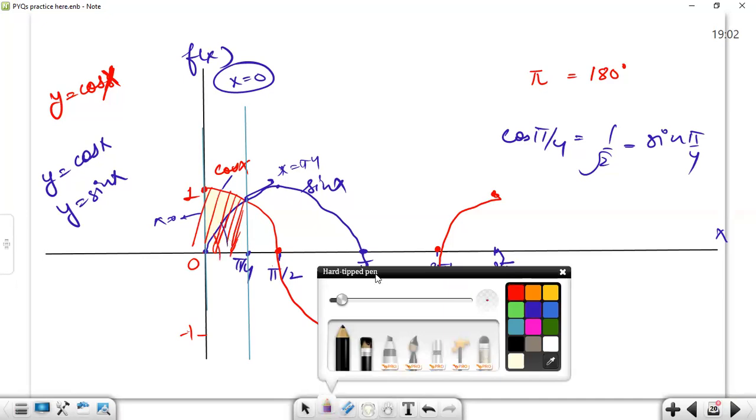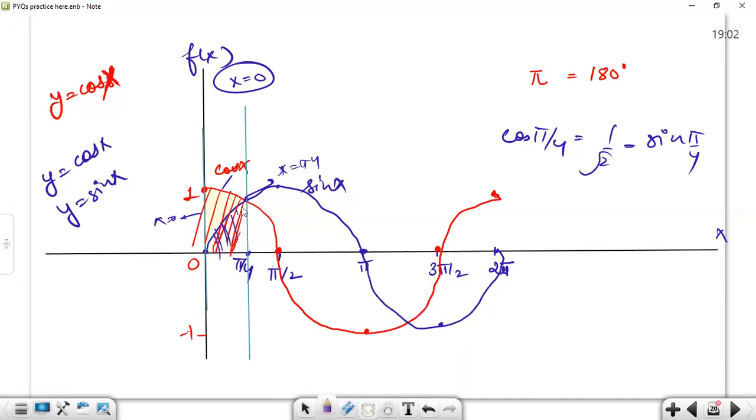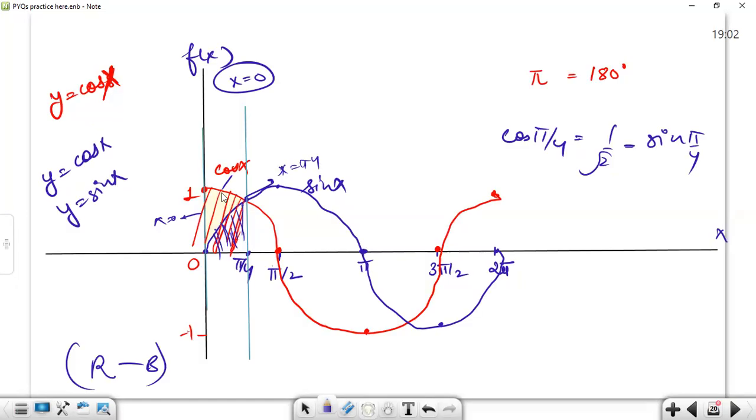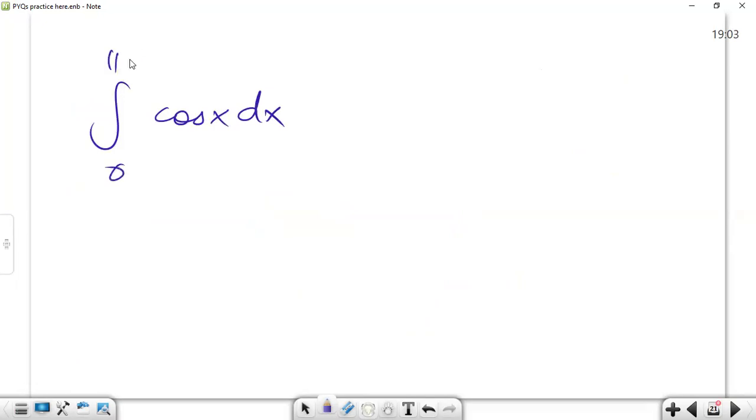We'll find the red shaded region, then we will subtract the blue shaded region. Okay, this is our game plan. Now let's integrate cos x dx from where to where? Going back, 0 to pi by 4, right? 0 to pi by 4, minus sine of x from 0 to pi by 4. Is this clear, why we are subtracting?